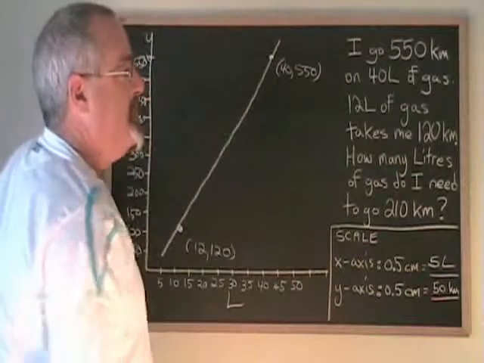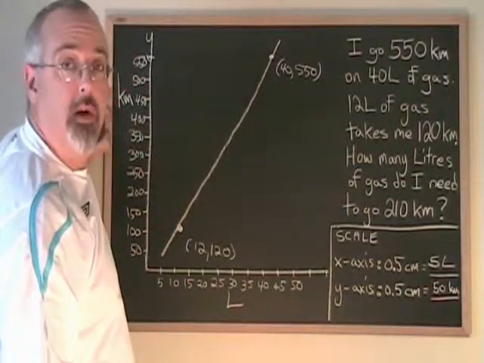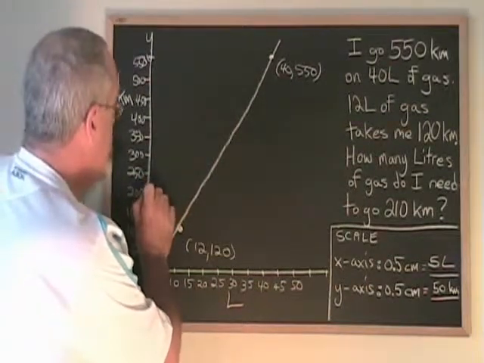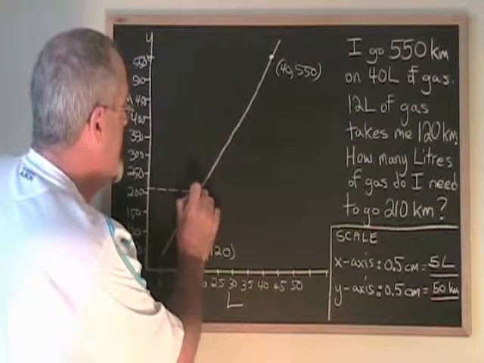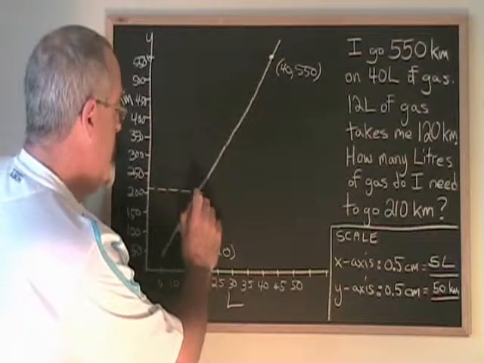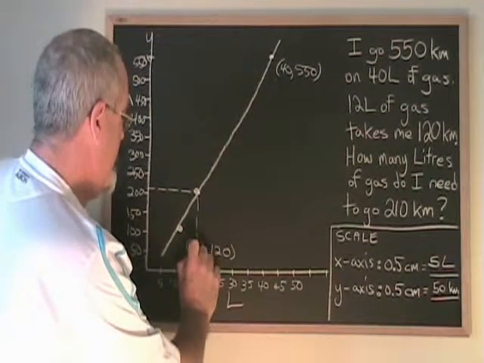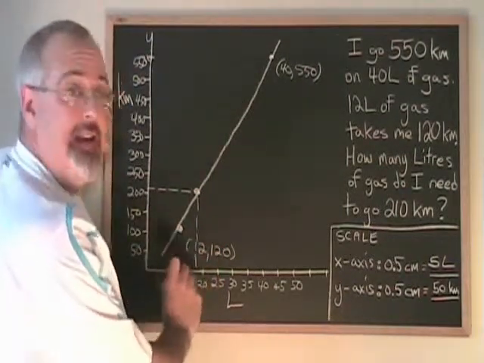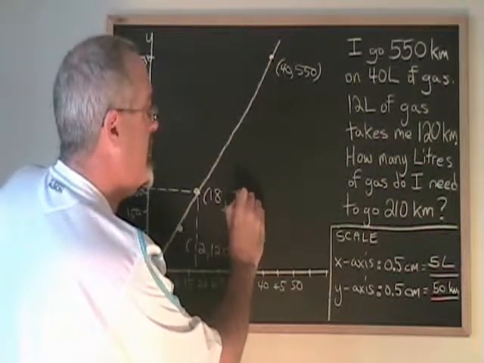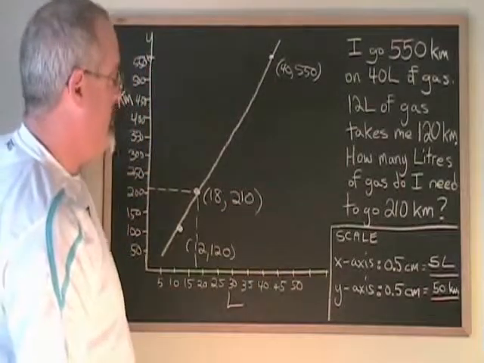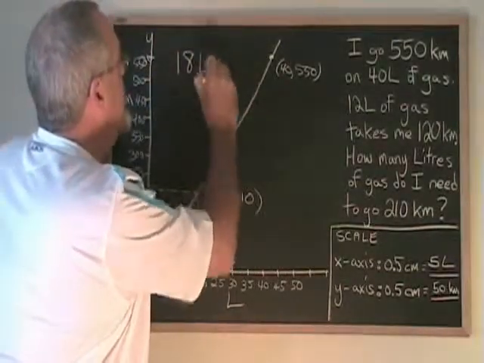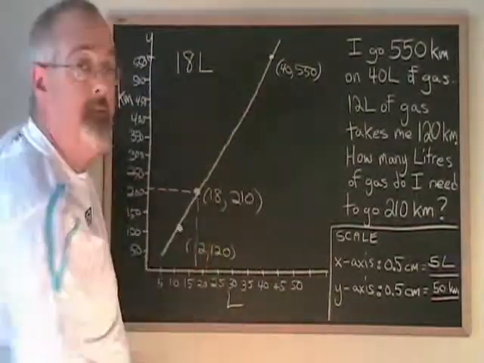Finally, I can answer the question. How many liters of gas do I need to go 210 kilometers? I find 210 kilometers on this axis, and I draw a dotted line straight across until I hit the line that I graphed. From that dot, I go straight down to the other axis. And I have about 18. So I'm writing the point here, 18, 210. And my final answer is that for 210 kilometers, I should need 18 liters of gas. Make sure to include the unit of measure when you give your answer.